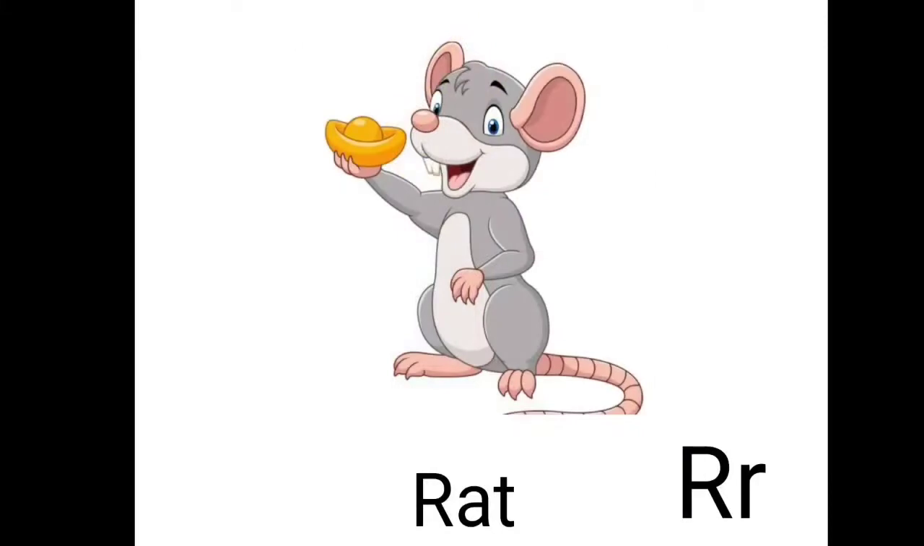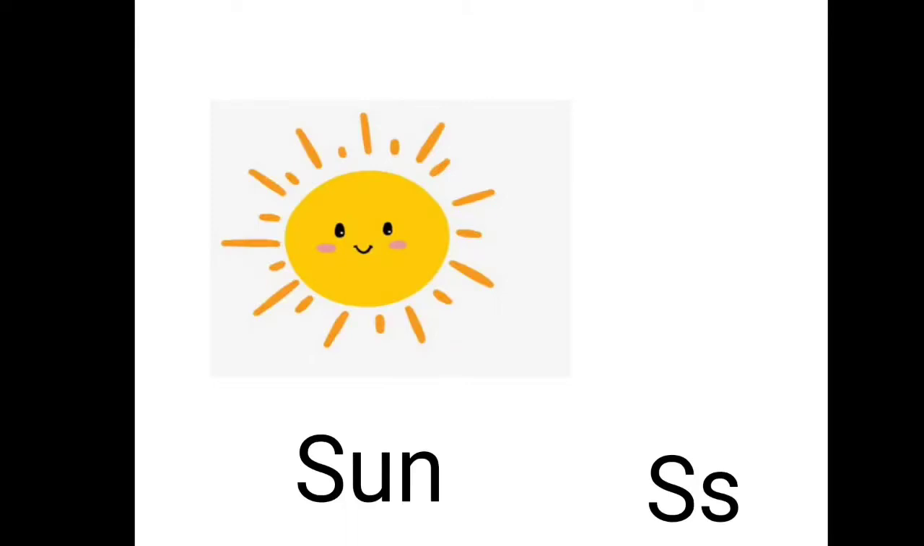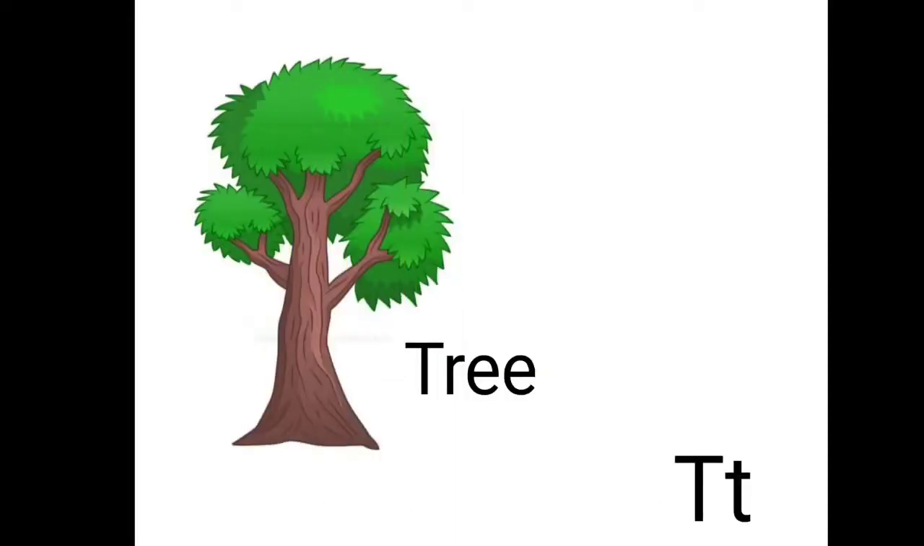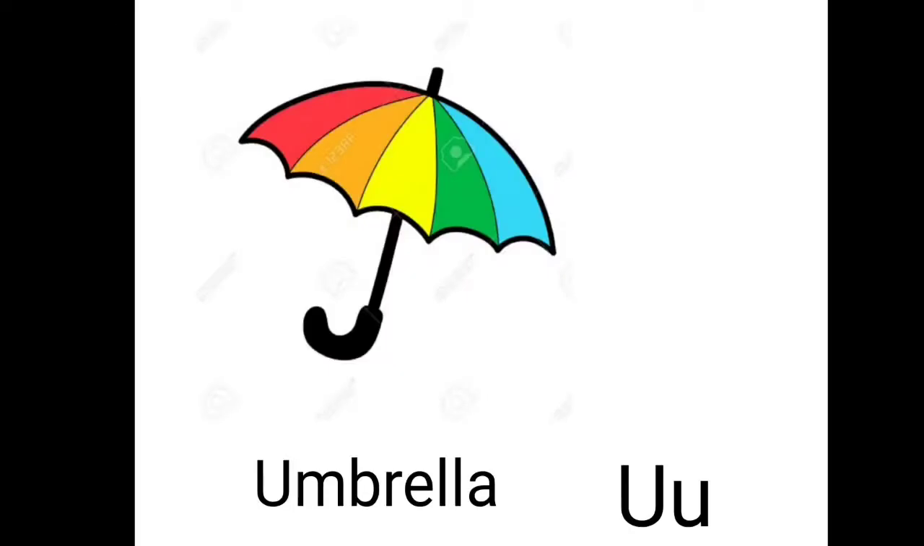R for rat. R, R, R. S for sun. S, S, S. Sun. T for tree. T, T, T. U for umbrella. Umbrella.